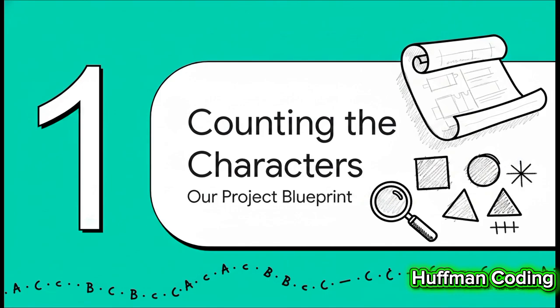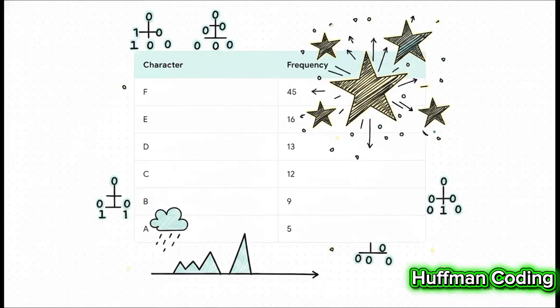All right, enough theory, right? Let's get our hands dirty and see how this actually works. To build this thing, we need a blueprint. And our blueprint starts with a simple step. We just need to count up our characters. So let's say we scanned a bunch of text, and this is what we found. You can see right away it is not even close to being balanced. The letter F is our superstar here, showing up 45 times, and way down at the bottom, poor A only makes an appearance 5 times. This lopsidedness, this imbalance, that's the exact thing Huffman coding is designed to exploit.